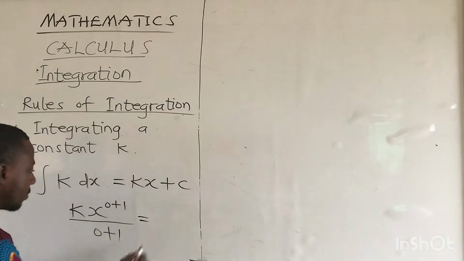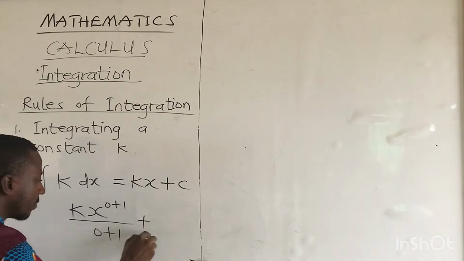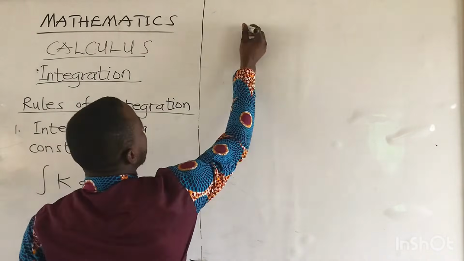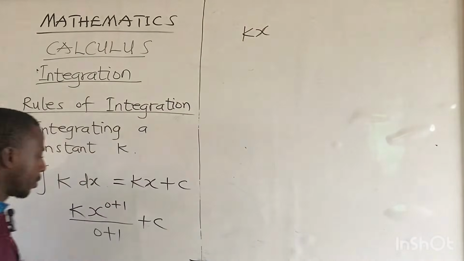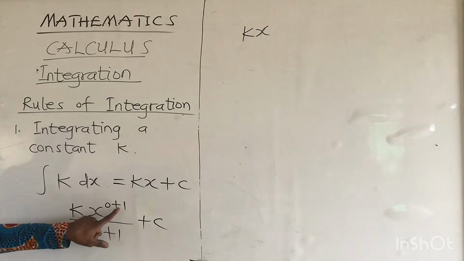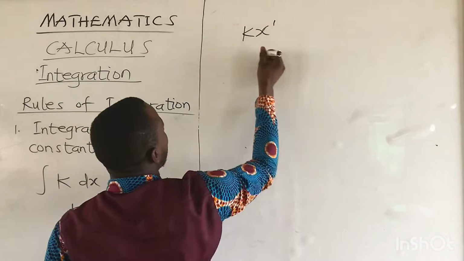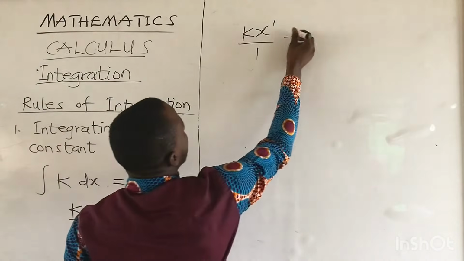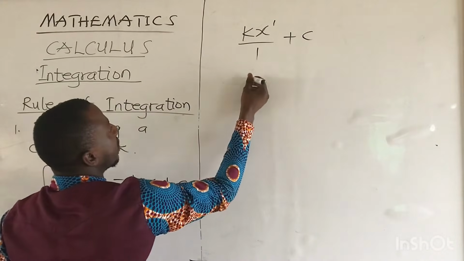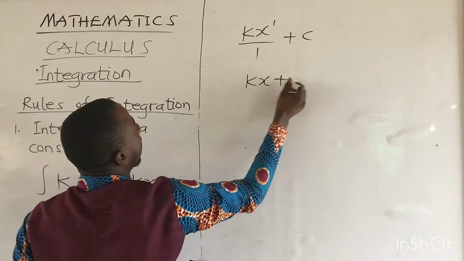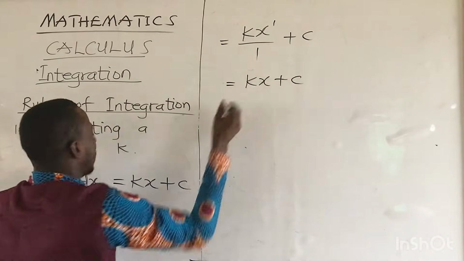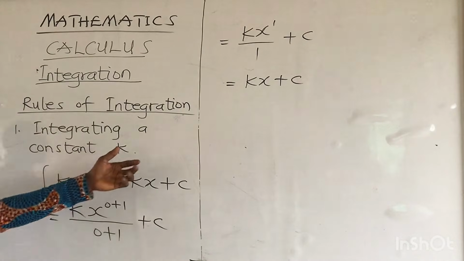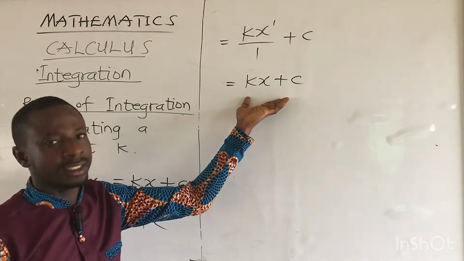And from here, plus c. So from here, we are going to get kx, because 0 plus 1, we still have 1 over 1. 0 plus 1 over 1 plus c. And this will give us kx plus c. This is why when you integrate any constant, we will get this.